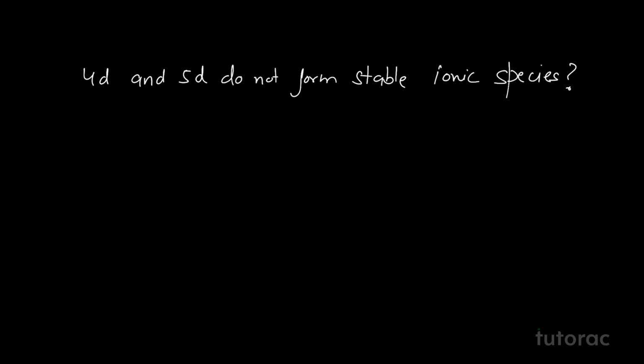Moving ahead, if I ask you that there is 4D and 5D, and if I compare it with the 3D, why do 4D and 5D not form stable ionic species? What happens is that ionic species are actually formed by the species which show low oxidation state. Because it is easier to give away 1 electron, 2 electrons, 3, maybe I'll think about it, 4, okay. If I talk about giving away 5 electrons, that would be very difficult. Moving ahead, 6, 7, 8 electrons, not possible.